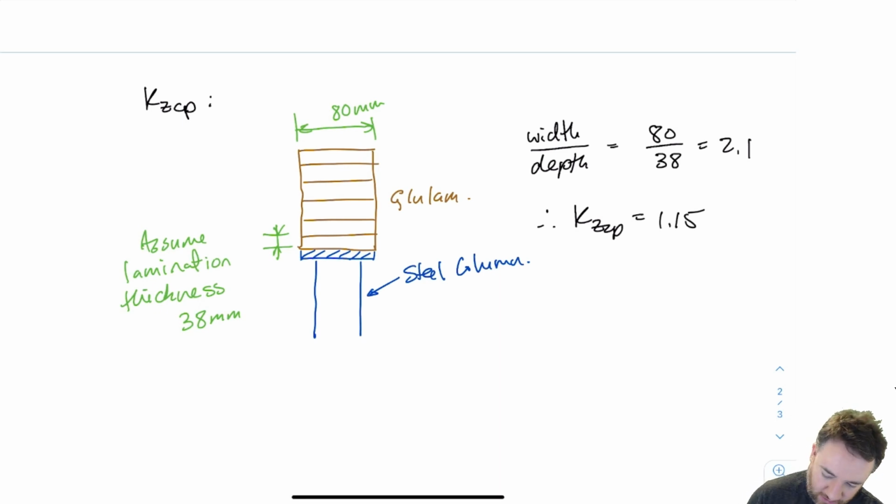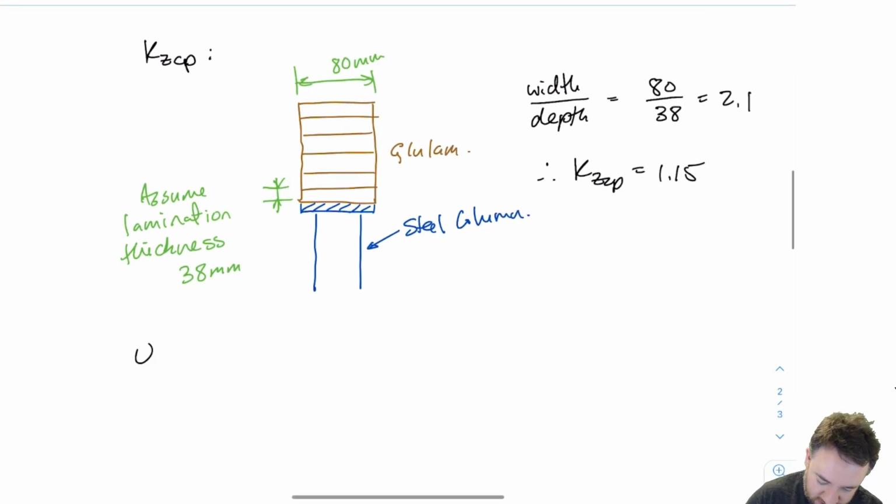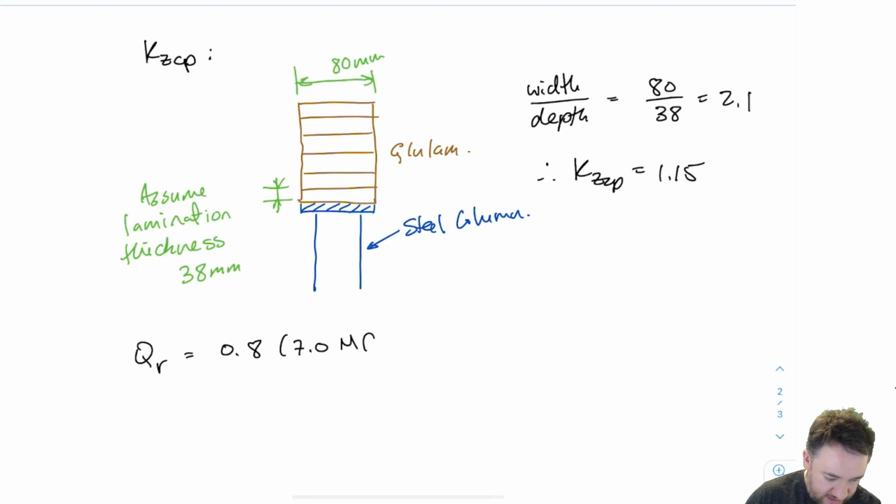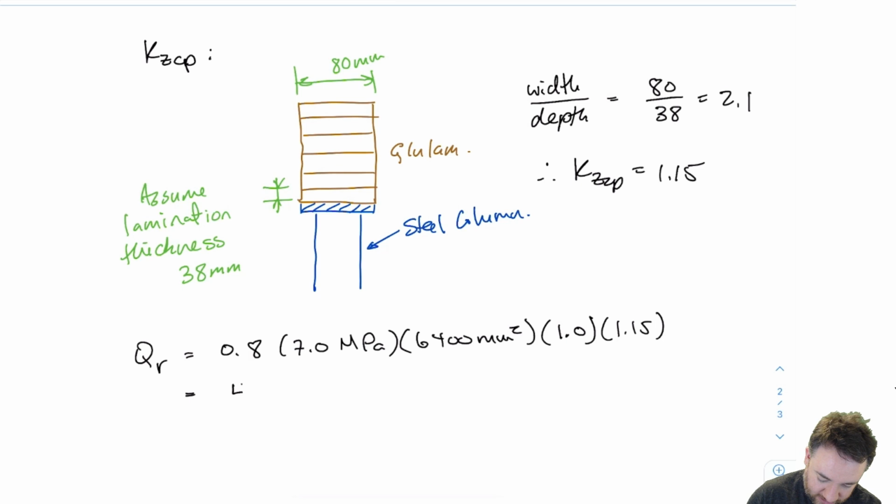Beautiful. Okay, so now I have all my pieces for my equation, so I can go ahead and sub back in for the effect of all applied loads equation. That's my phi times my strength times my area times KB was 1 and KZCP is 1.15, and if I multiply that out, I get 41.2 kilonewtons.